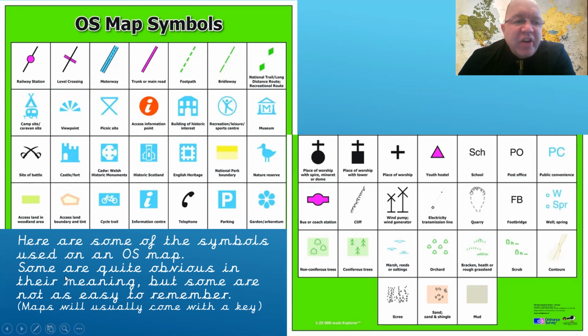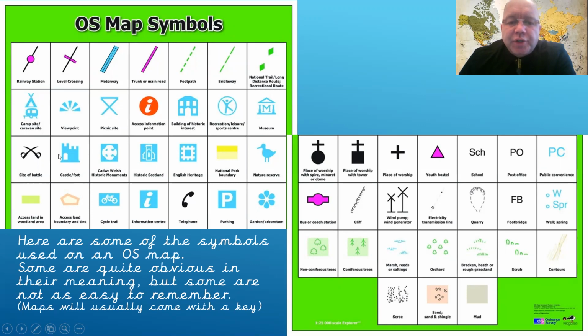Now, some of them are quite obvious. Look here, we've got a picture of a tent and a picture of a caravan. I think that's pretty obvious that's going to be a campsite or a caravan site. Similarly, we've got a symbol here, which is a picture of a castle. And surprise, surprise, that symbol means castle or fort. Okay, so some of them are quite obvious.